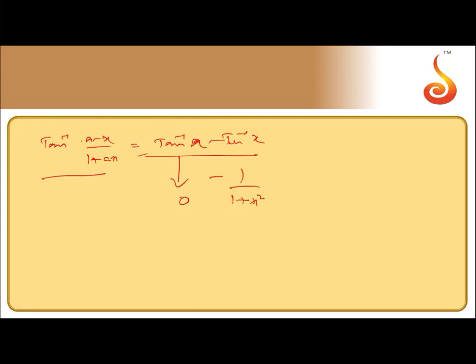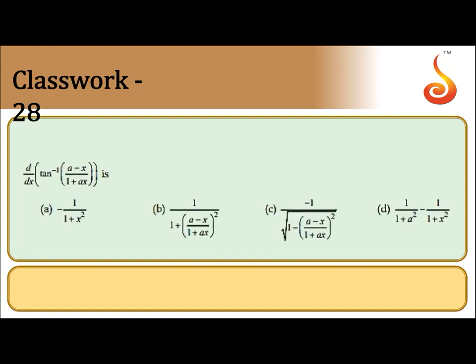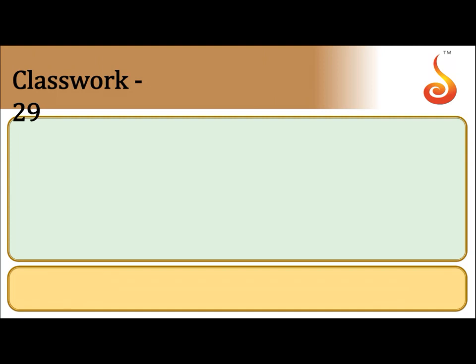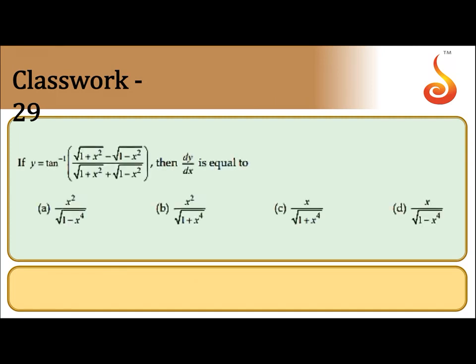Coming to the next one, tan inverse of a minus x by 1 plus ax. We know from inverse trigonometric functions that this is nothing but tan inverse of a minus tan inverse of x. The derivative of this: a is a constant, derivative 0, minus 1 divided by 1 plus x square. So the answer is minus 1 by 1 plus x square. So answer is A.